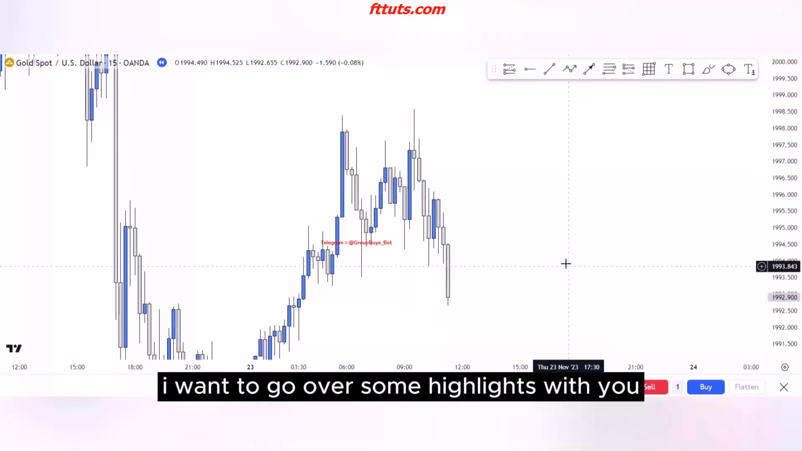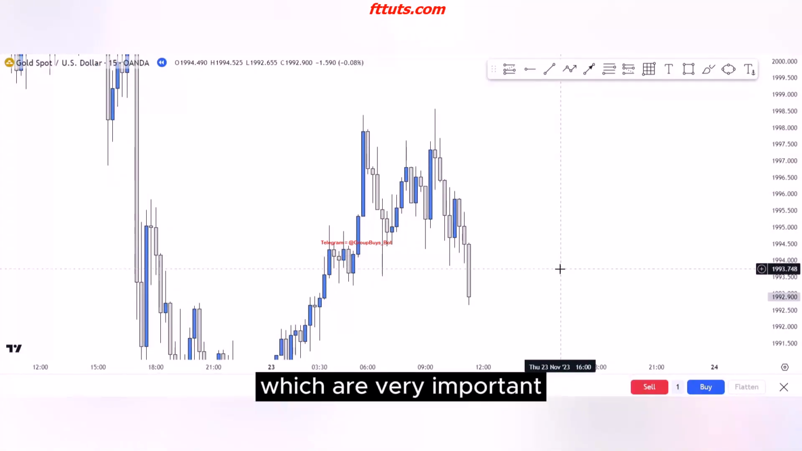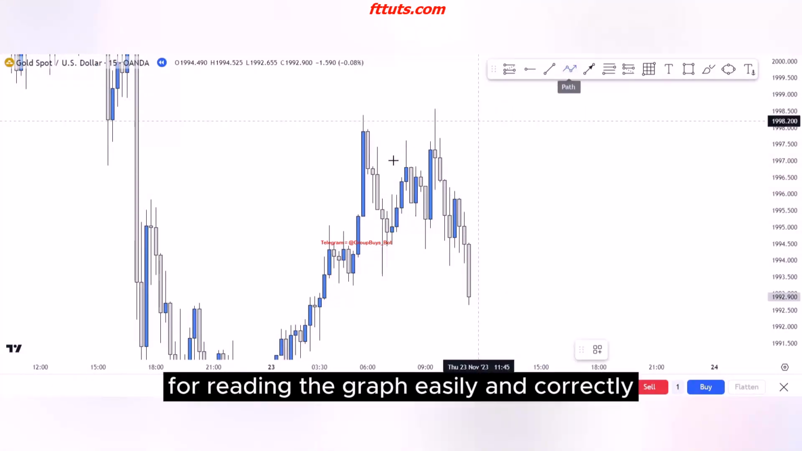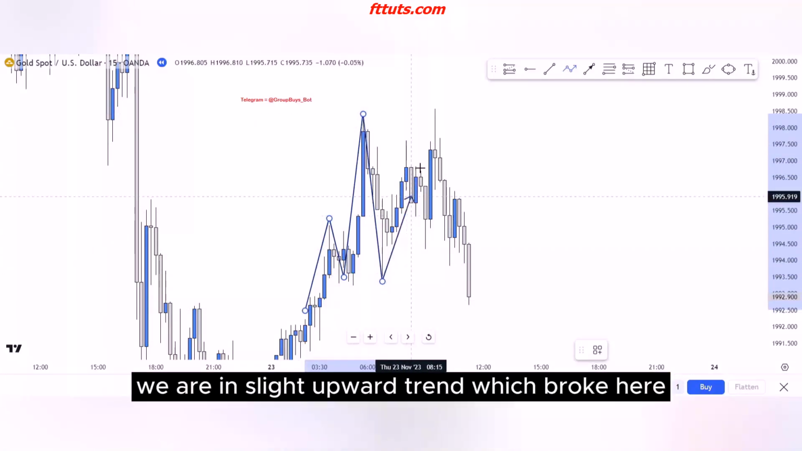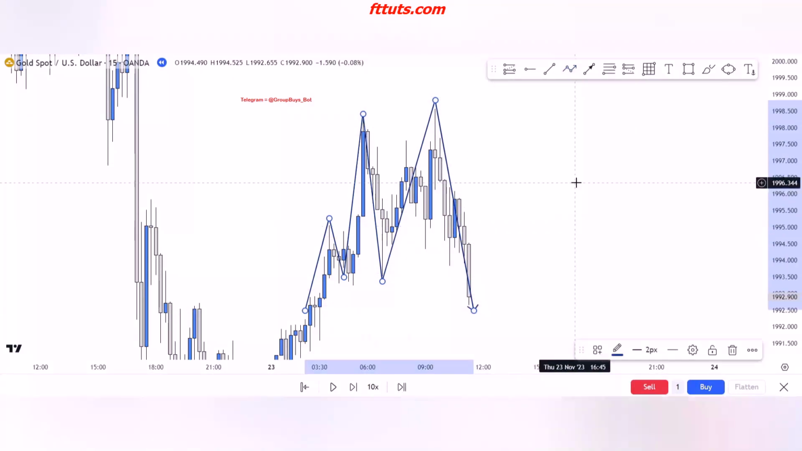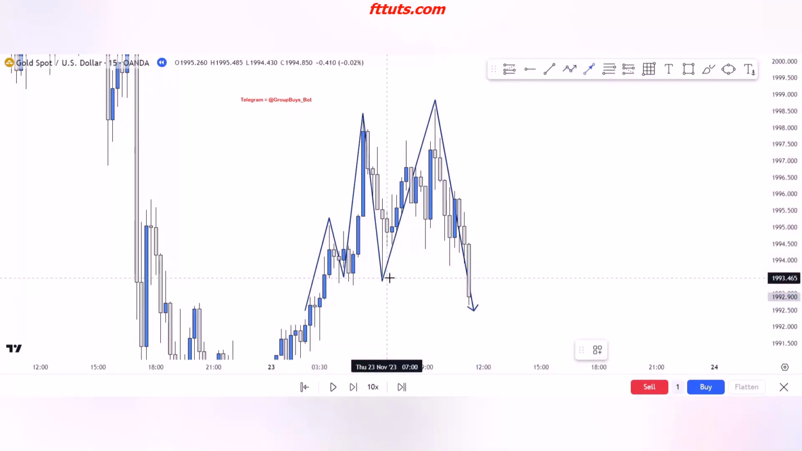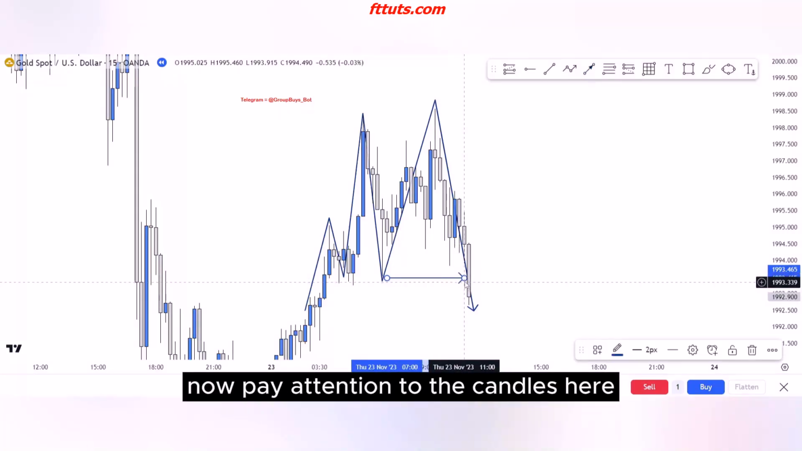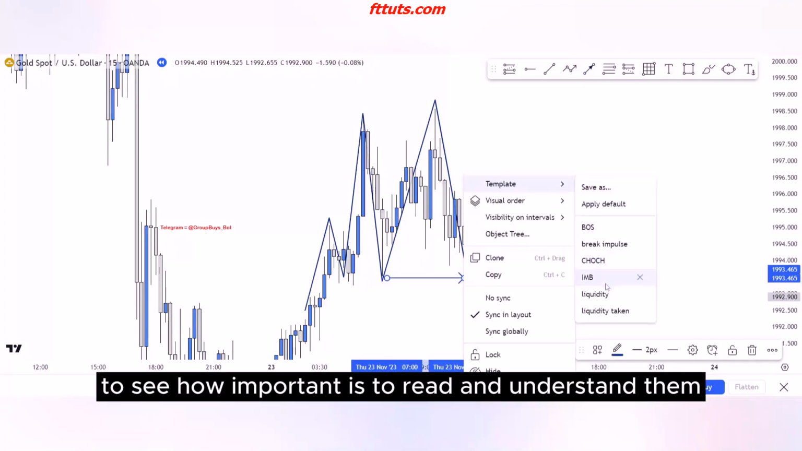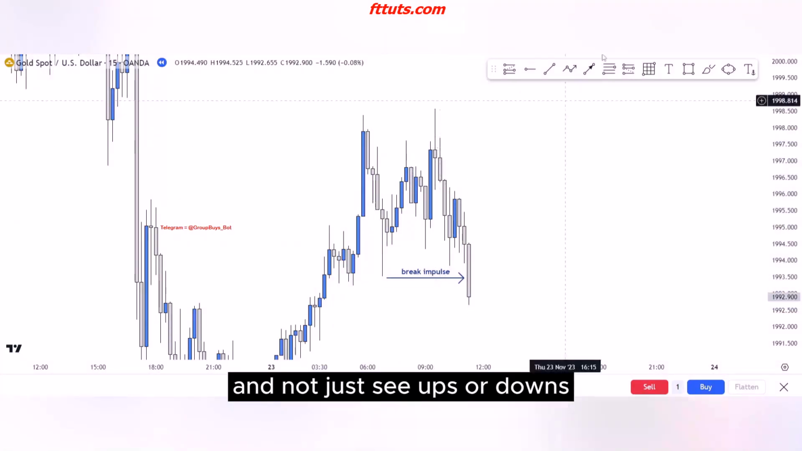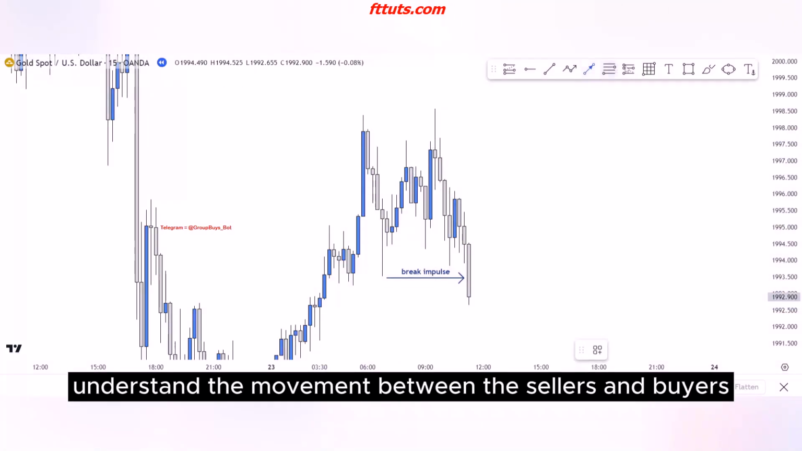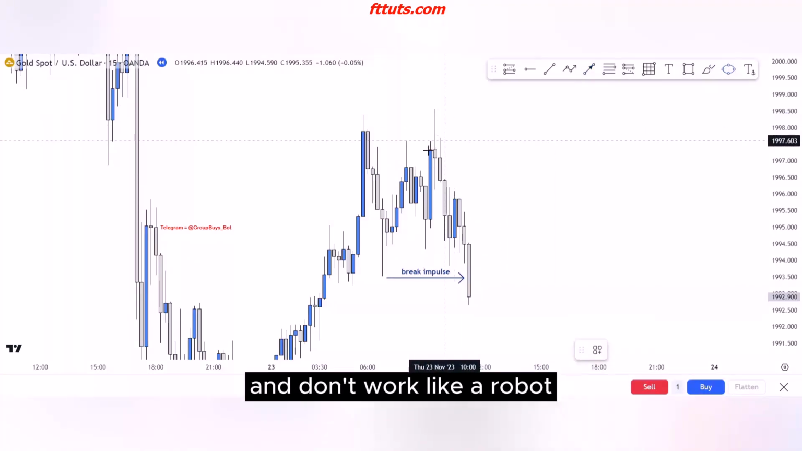In this video, I want to go over some highlights with you, which are very important for reading the graph easily and correctly. So, as you can see, we are in a slight upward trend, which broke here. Now, pay attention to the candles here to see how important it is to read and understand them and not just see ups or downs. Understand the movement between the sellers and buyers and don't work like a robot.